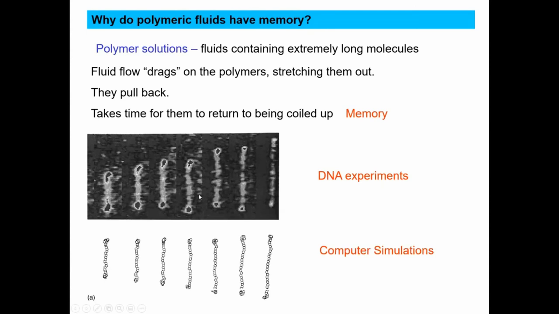And so these are some experimental observations using DNA, which is a giant polymer, so you can actually do some clever chemistry on it. You can add fluorescent tags, and so you can actually look at how these things are stretching under a light microscope. And this is computer simulation showing that you see exactly the same thing.